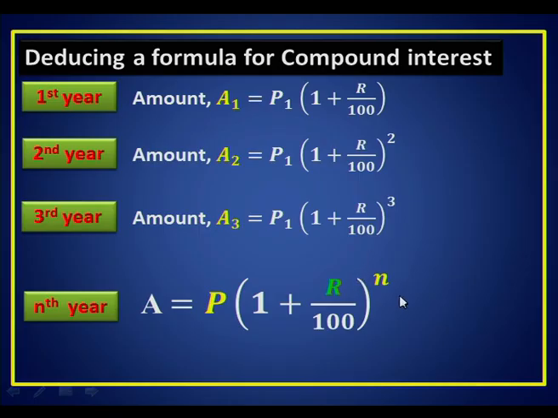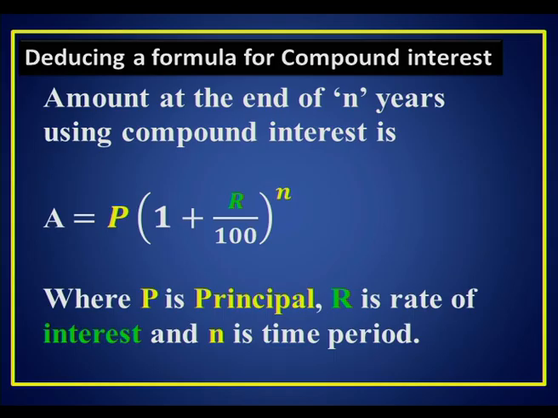Here, this n is because it is after n years. So, this is the formula to find the amount in compound interest. I hope you have understood the formula, children. Now, let us see the formula for calculating the compound interest. The amount at the end of n years using compound interest is given by A is equal to P into (1 plus R by 100) whole power n. And children, here P is the principal, R is the rate of interest and n is the time period.